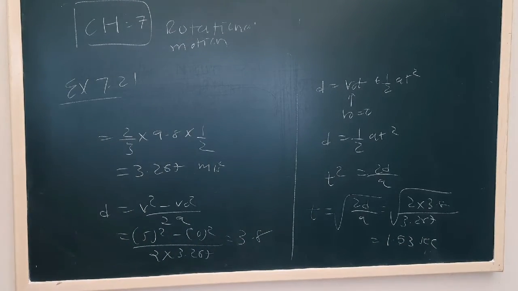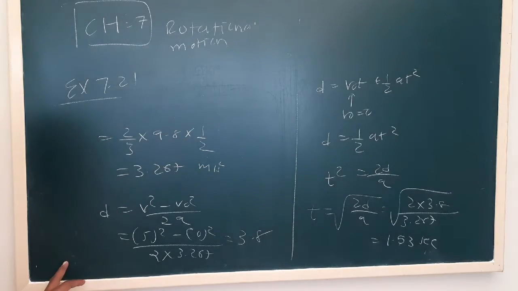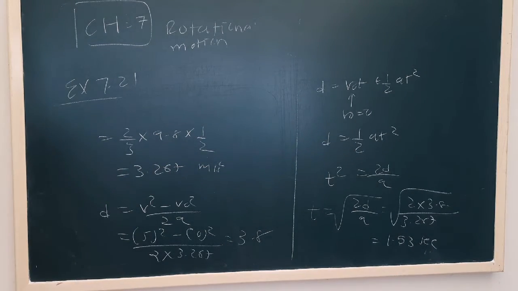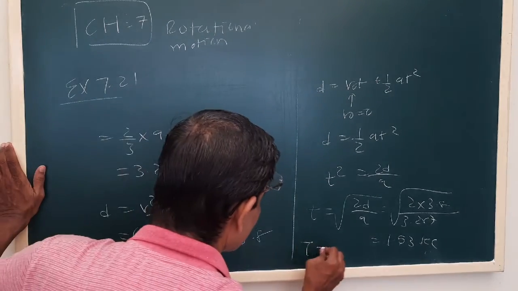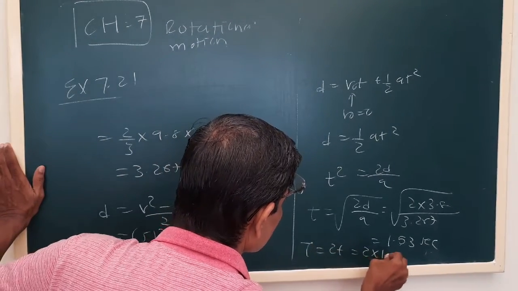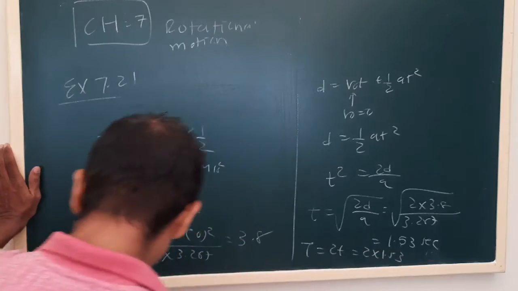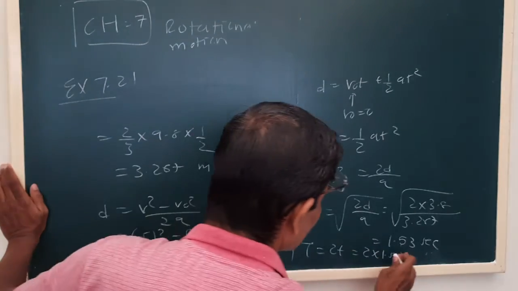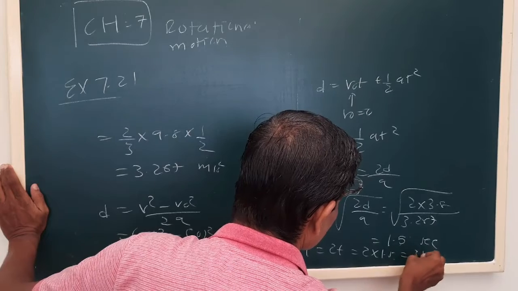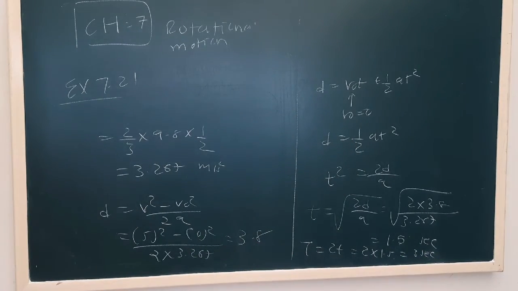Okay, now whatever time it will take to move down, similar time it will take to go up. So the total time will be double of this. So t we can write is 2t. Okay, that turns out to be 2 times 1.5, which is 3 seconds roughly. Okay, so this is how we can solve exercise number 7.21.